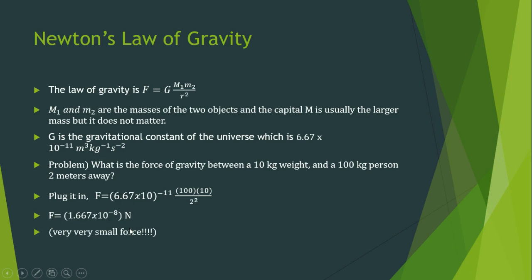And by the way, this is a very, very small force. So this is 1.667 times 10 to the negative 8th. If you wanted the number in standard form, you'd move this decimal 8 places to the left. So it would be practically 0.000 newtons. So 0 newtons. This force is very small between these two objects.